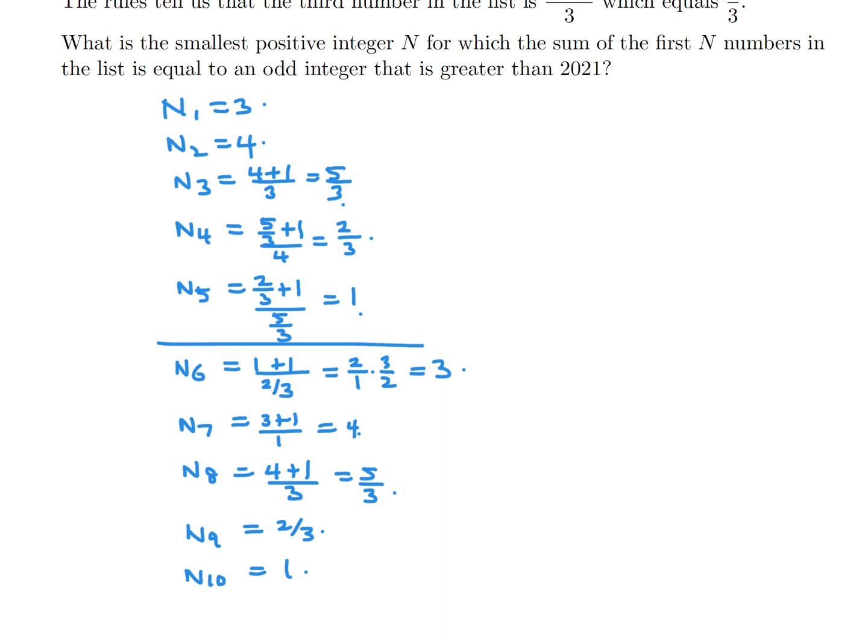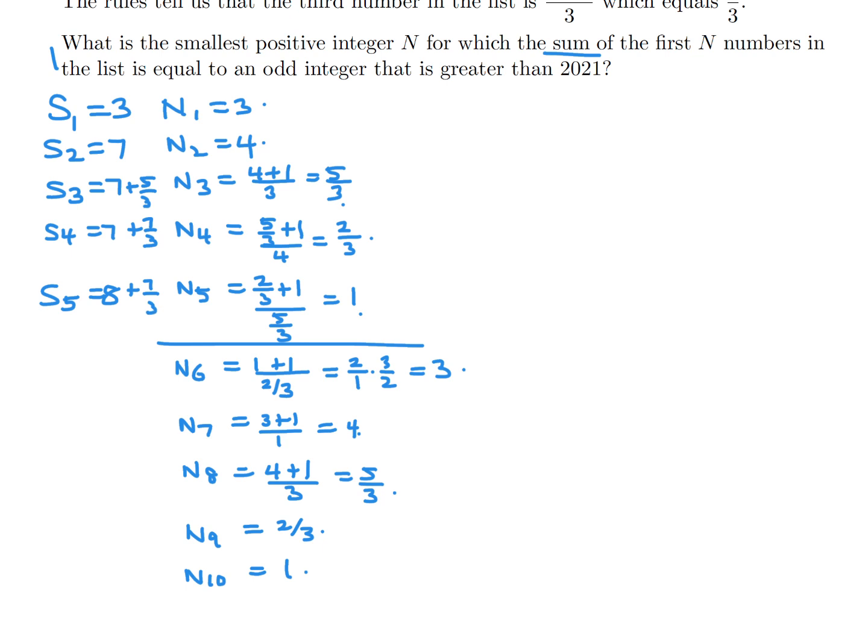So now, obviously I have to tackle the actual question, but one thing I definitely need is the sum, because they're asking about the sum of the first set of numbers. So S1 would just be 3, right? S2 is a cumulative sum of 7, 3 plus 4. S3 would be 10, well, sorry, hold on, let me see if I did this right. 7 plus 5 over 3, right? And then S4 would be 7 plus 7 over 3. And then S5 would be 8 plus 7 over 3.